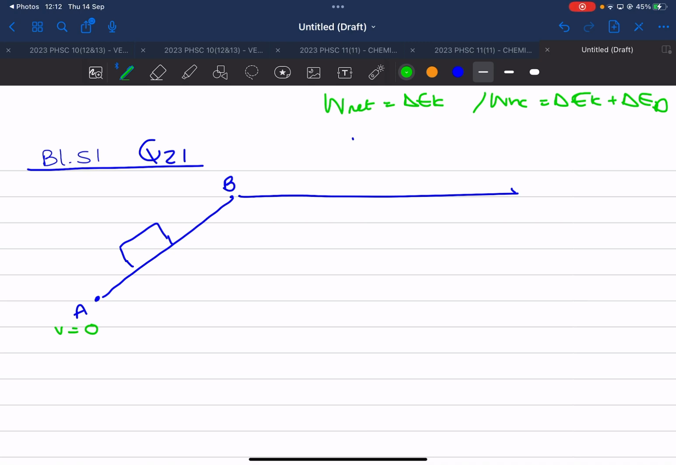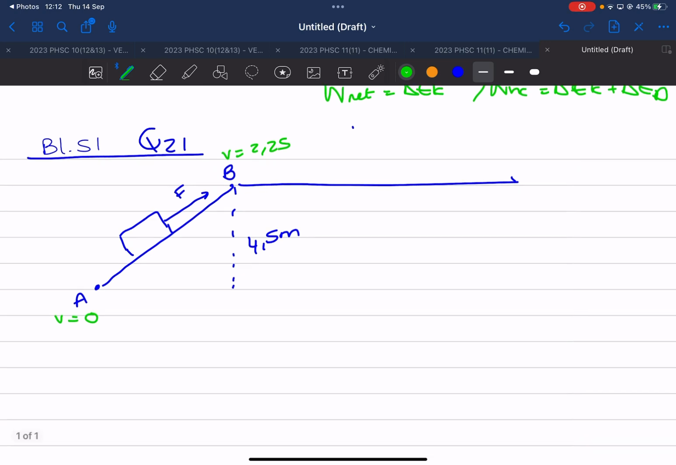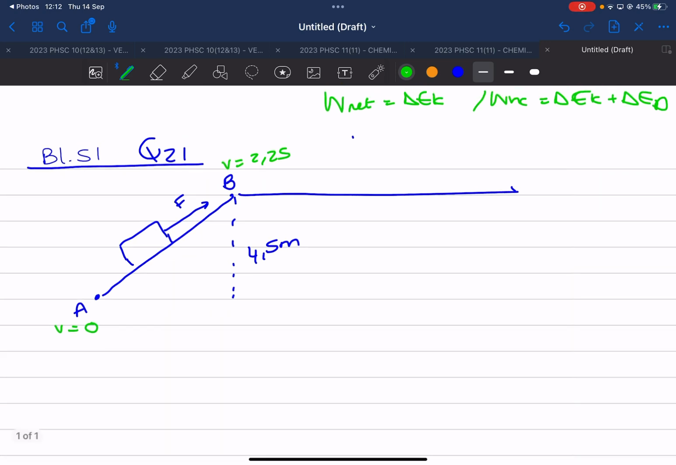The block is pulled up the incline by a constant force F, acting parallel to the incline, so jy het daar 'n krag F. The block reaches point B, which is at a vertical height of 4.5 meters above the horizontal with a speed of 2.25. Okay, so hulle gee vir jou nogals baie inligting.